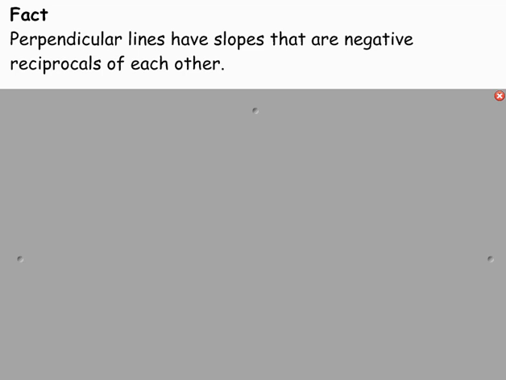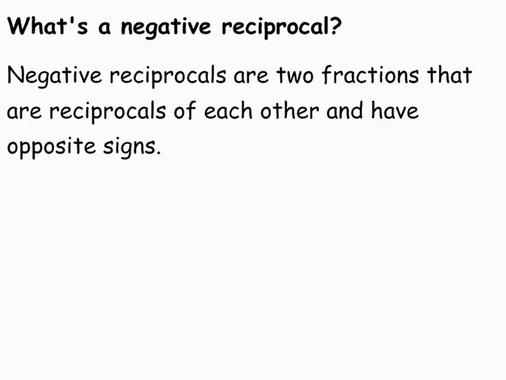So this is a very important fact about perpendicular lines. Perpendicular lines have slopes that are negative reciprocals of each other. And I'm going to highlight negative reciprocals because that's an important term to know. If you don't know what that term is, you're probably wondering, what's a negative reciprocal? Negative reciprocals are two fractions that are reciprocals of each other and have opposite signs.